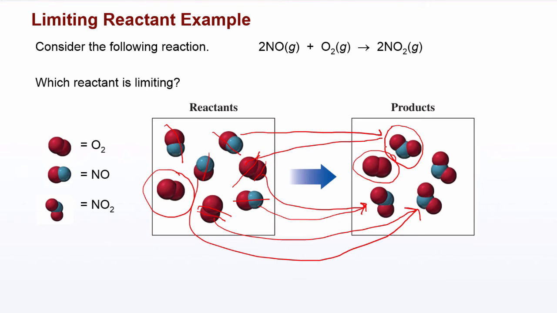So remember the way that we define a limiting reactant, that would be the one that's all used up. And the one that's left over is in excess.